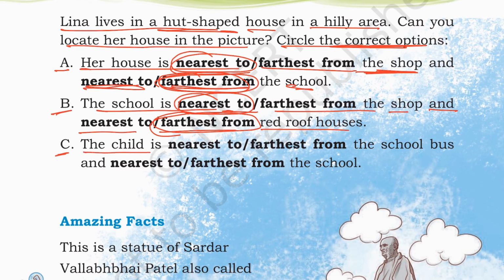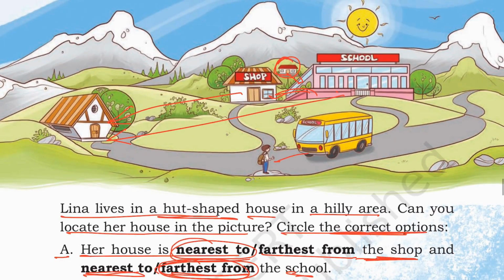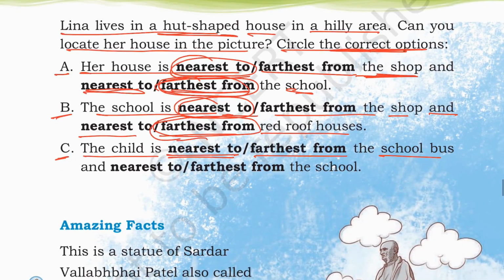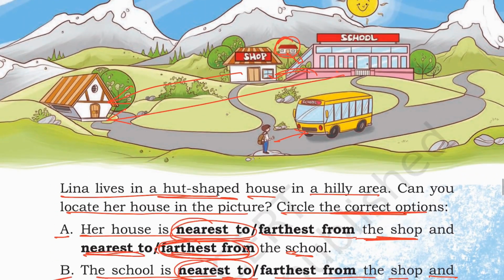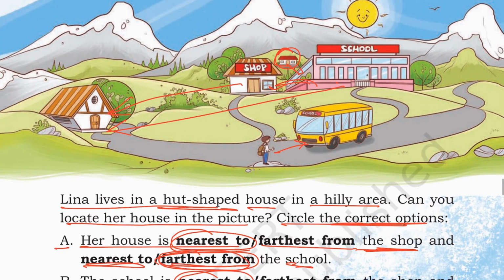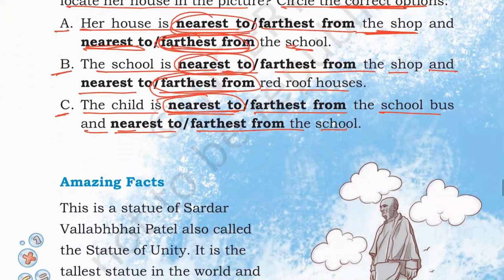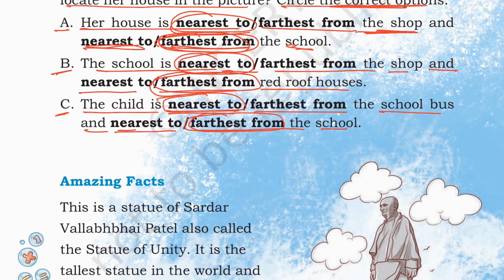The child is nearest to or farthest from the school bus. You can see the child is nearest to the school bus. And nearest to or farthest from the school. The child is farthest from the school, then you have to circle farthest from.